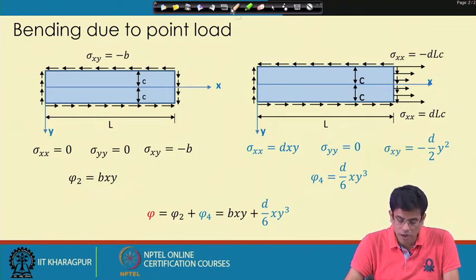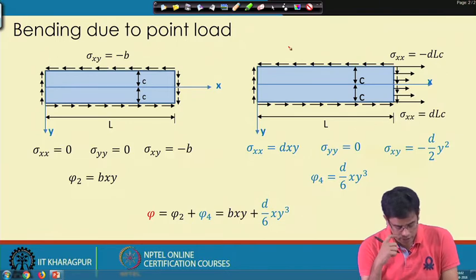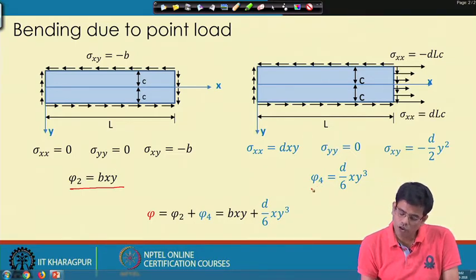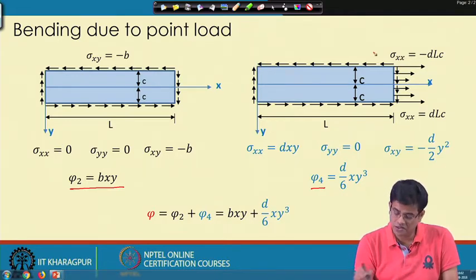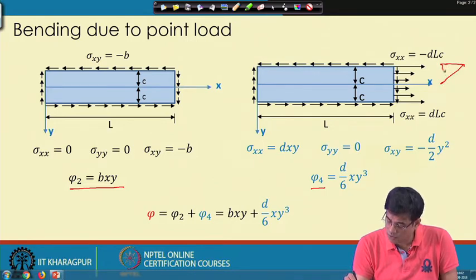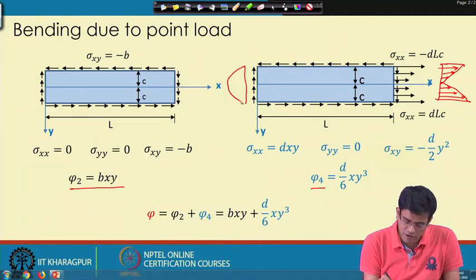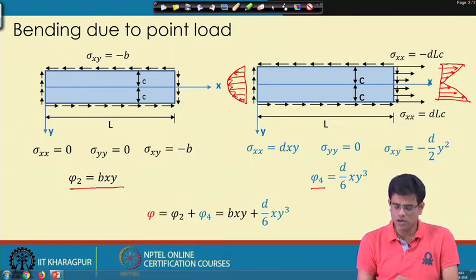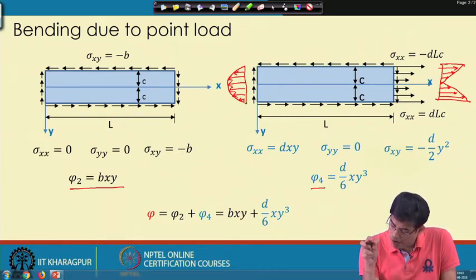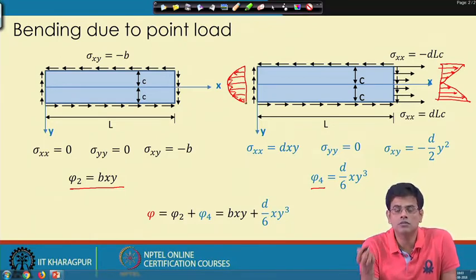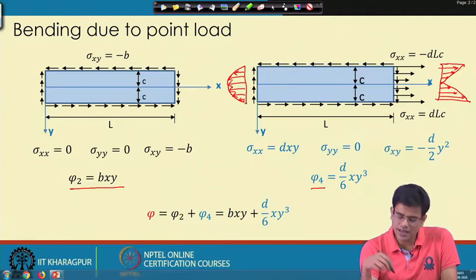For instance, in the last class we were discussing a quadratic polynomial phi 2 of bxy, which represents the pure shear case, and phi 4, the fourth order polynomial, which represents the bending stress state. Here sigma xx is of this form, sigma yy is 0, and sigma xy is a quadratic form, which represents a parabola. We discussed this in the last class. Now, if we superimpose these two stress functions and describe that as our phi, then it also satisfies the biharmonic equation.